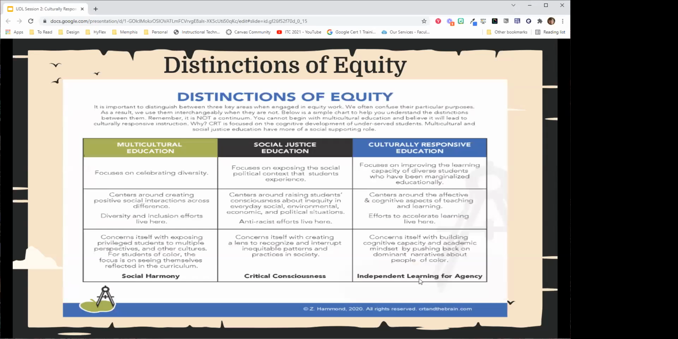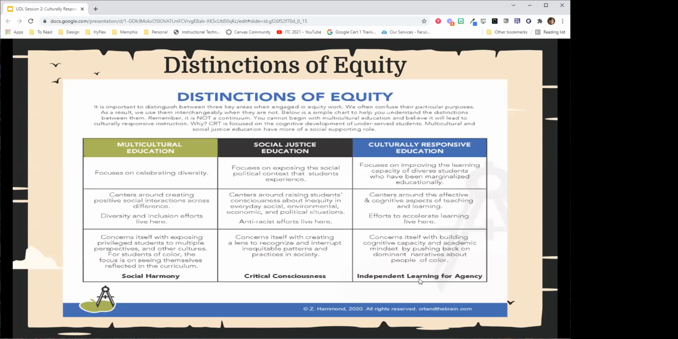Here's a handy chart that kind of shows you these three things all together. You've got that multicultural education, that social justice education, and that culturally responsive education, all kind of blending together. And if you notice on the far right, where the culturally responsive education column is, it says that this type of teaching focuses on improving the learning capacity of diverse students who've been marginalized educationally. So yes, there is some celebration of diversity. And yes, we are talking with some social politics because we're talking about marginalization, but we're focusing on their learning and the learning capacity of those students.